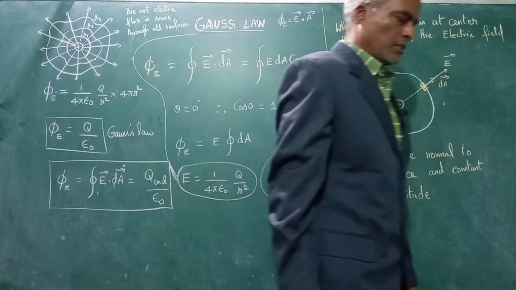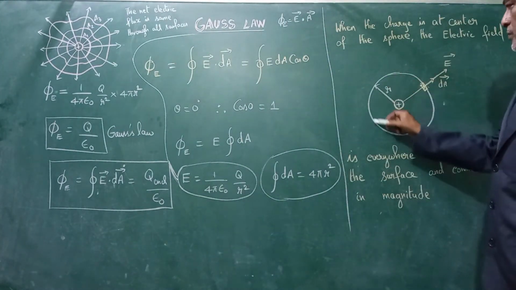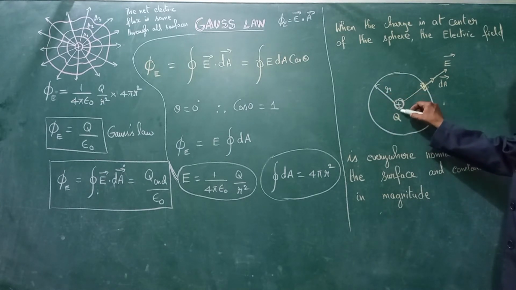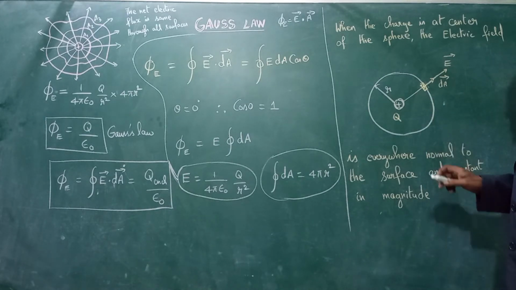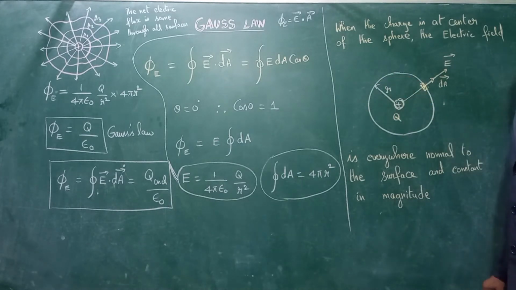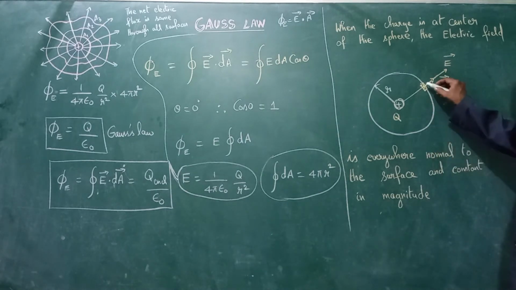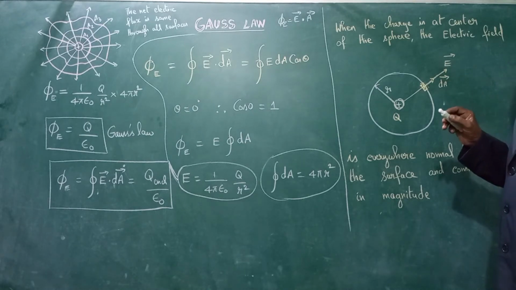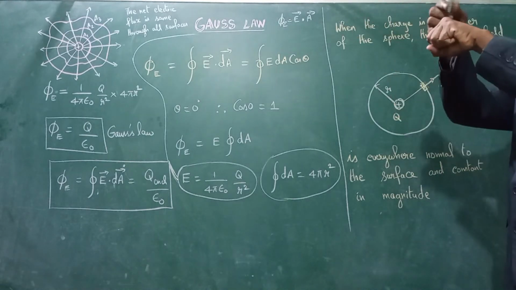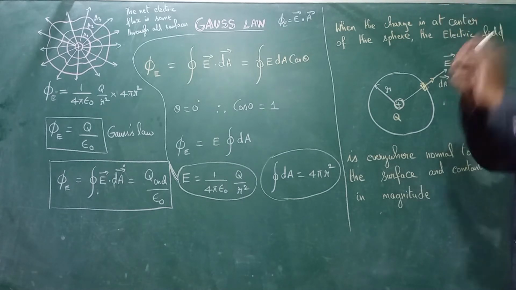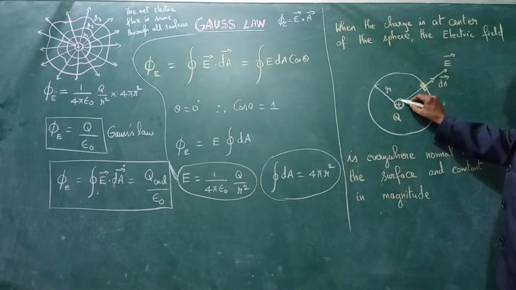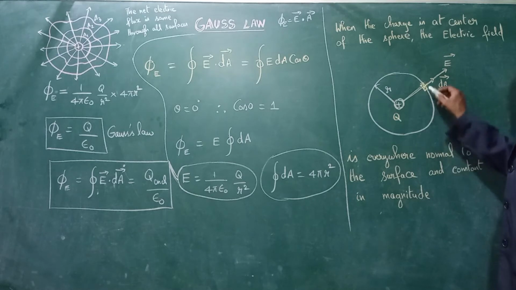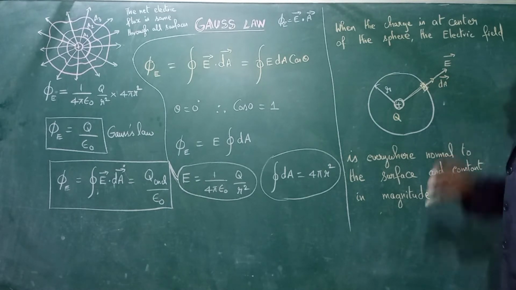So this is the spherical surface. Here, at the center, you place a positive charge, and the radius of the sphere is r. Now you consider a very small, infinitesimally small area, that is dA. So radially, the electric field goes like this, which is E vector. Then this small area is represented by dA.